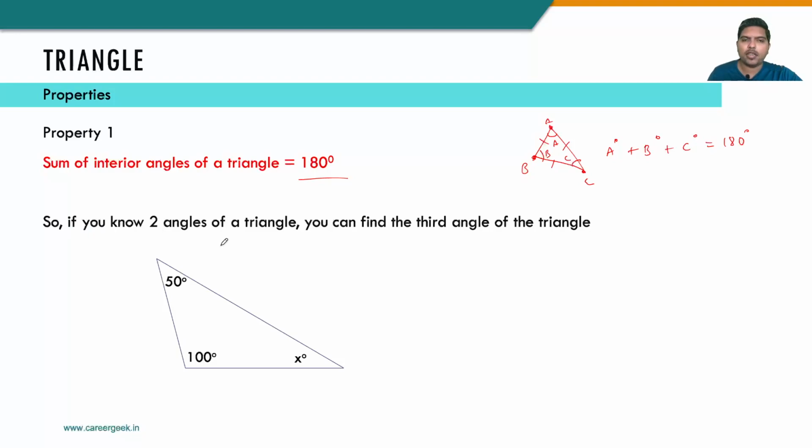So if you know two angles of a triangle, you can definitely find the third angle. For example, if you have to find X over here, what you will do is 50 plus 100 plus X is equal to 180. So this is the most common property, used a lot of times directly or indirectly in the questions. So for X, you subtract 150 to get the value of X, which is 30 degrees.